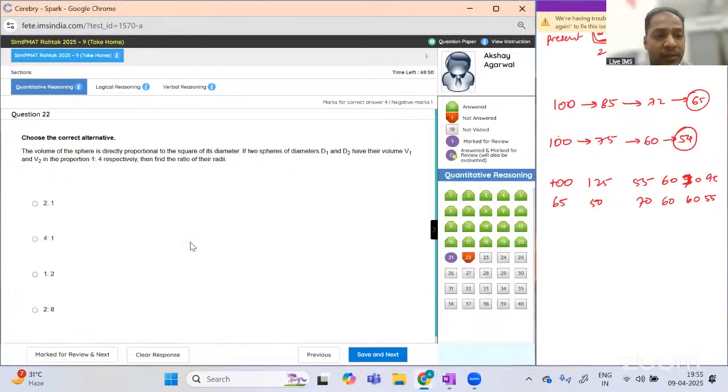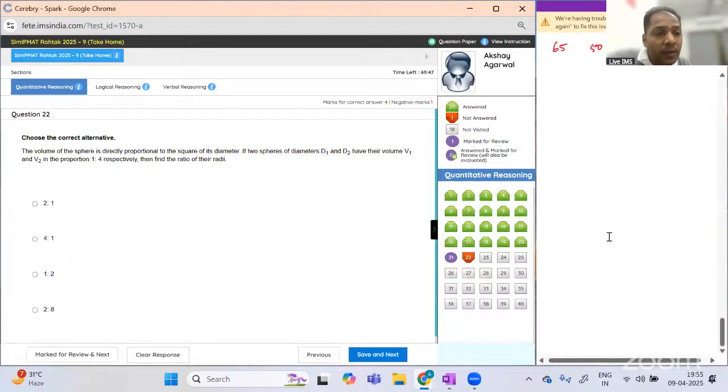The volume of a sphere is directly proportional to the square of its diameter. If two spheres of radius, volume is directly proportional to the square of the diameter. The two spheres' diameters are D1 and D2. I have their volumes V1 and V2 in the proportion 1:4. Therefore, D1 is to D2 is 1:2. Therefore, the ratio of the radii is also 1:2. Volume is directly proportional to the square of the diameter.